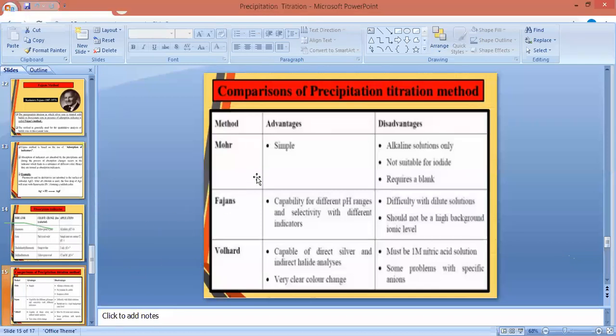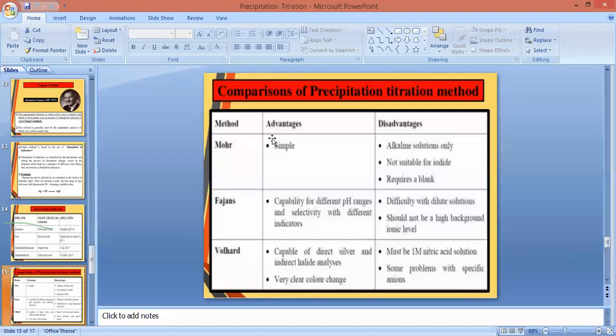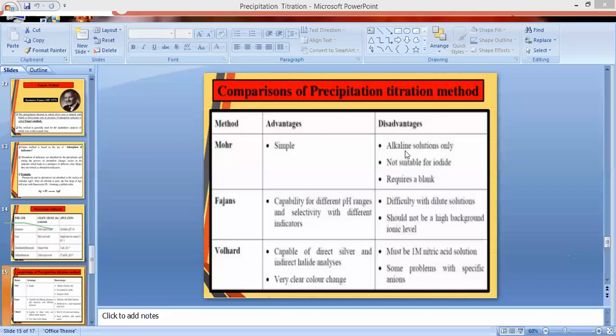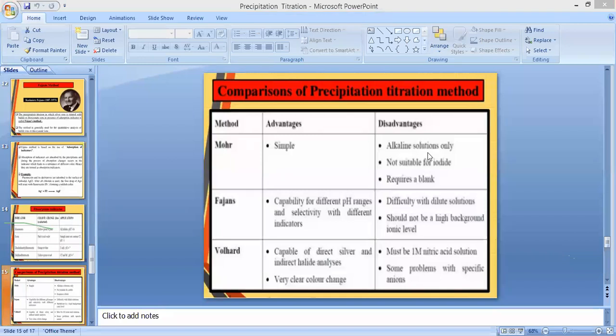Mohr's method is simpler since it is a direct type of titration. No extra reagent is required. Disadvantage: we have to maintain the condition alkaline. It is not suitable for determination of the analyte iodide, and it requires a determination of blank, that is performing the titration without the analyte by maintaining conditions similar to those for the analyte. So these are the advantages and disadvantages.